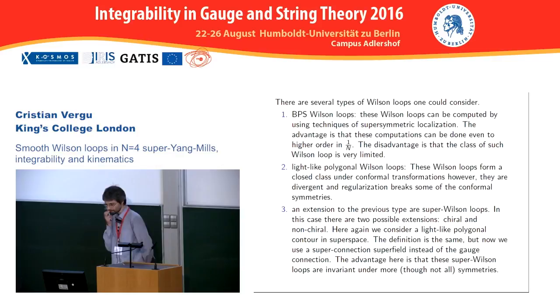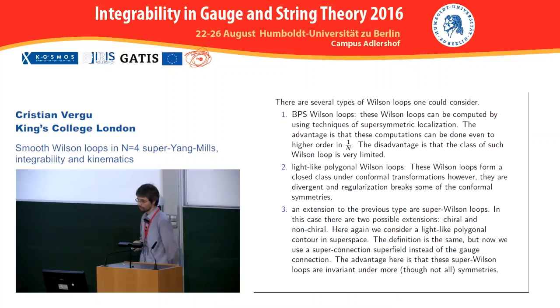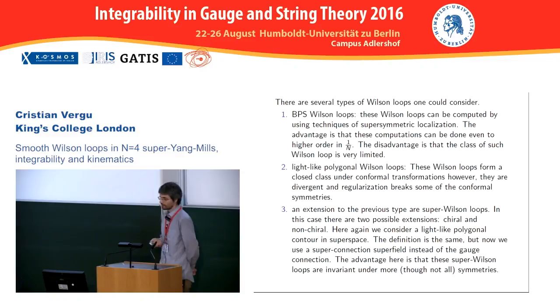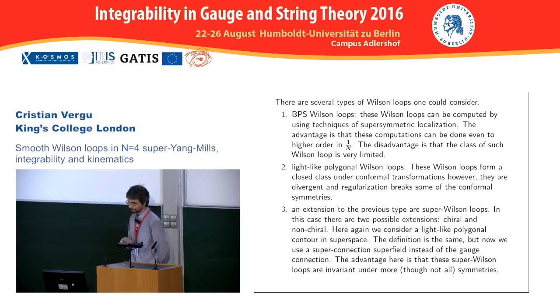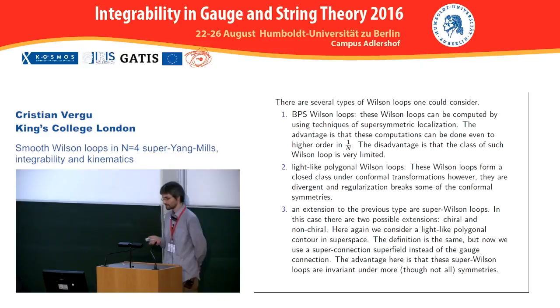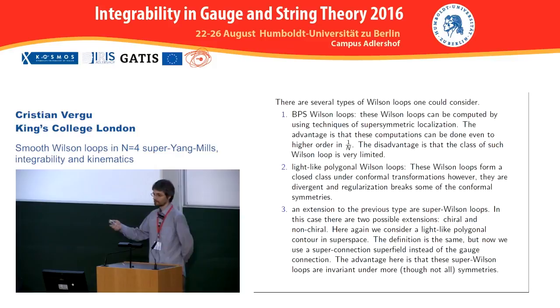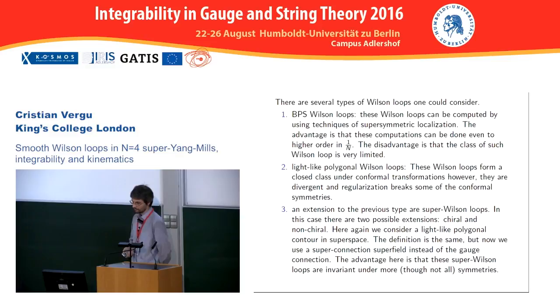Now, once we have this type of operators, it's very natural to supersymmetrize them. And there are several ways we can supersymmetrize them. We can have a chiral supersymmetrization, which is actually giving us the supersymmetric Wilson loop, which is dual to scattering amplitudes. We can also have a non-chiral supersymmetrization. And as a general idea, what we do to define these operators is use a superconnection in superspace. So instead of defining a Wilson loop using a connection in space-time, we extend this and we use a superconnection in superspace. And I will detail this a bit more.